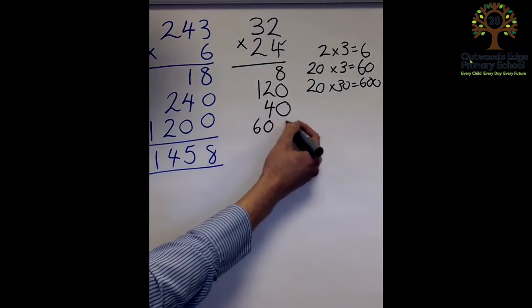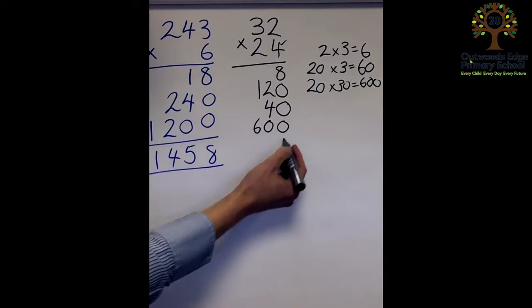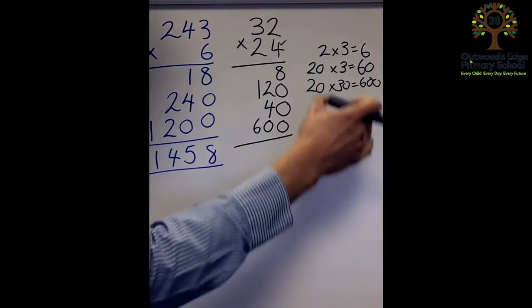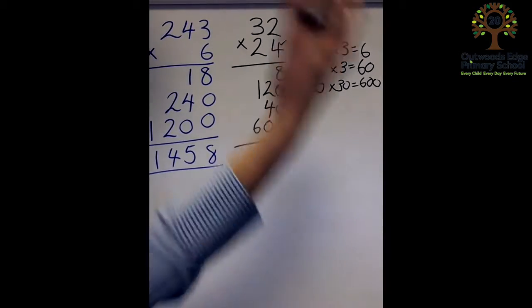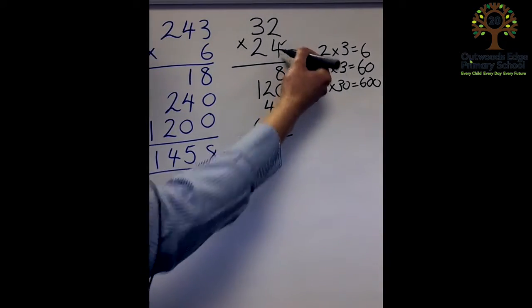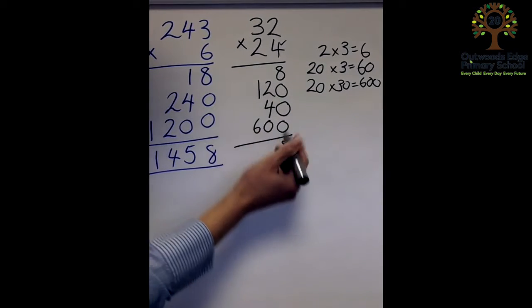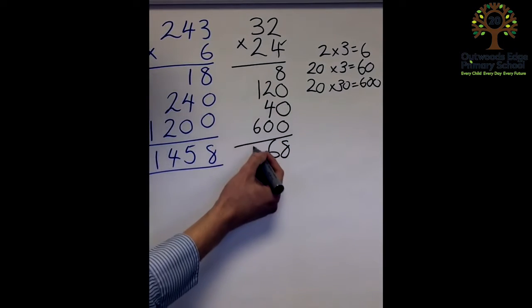Then children can spot 20 times 30 is 600. They can jot that down. There's nothing stopping them jotting that down. Think through what their brain is telling them for that problem. So again, it's a simple addition. 8 add nothing. 2 add 4, and 100 add 600.